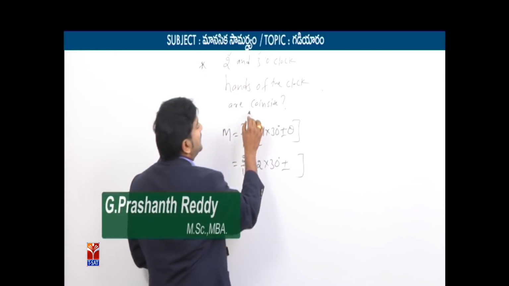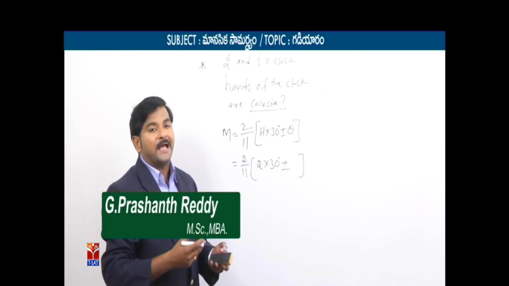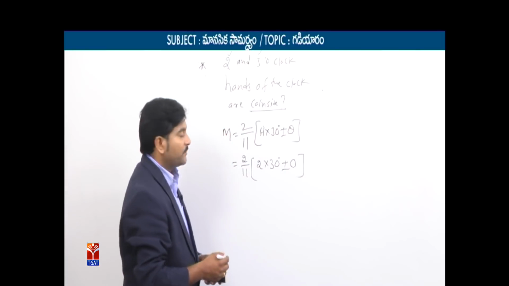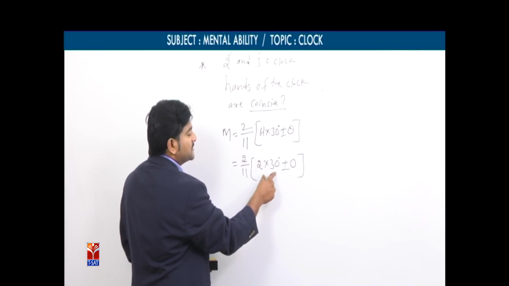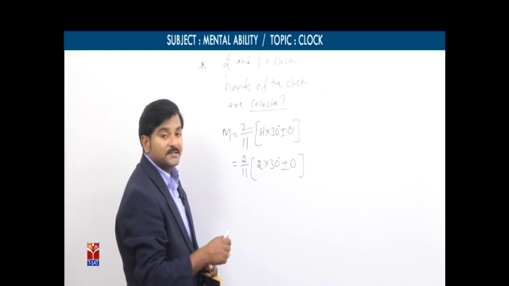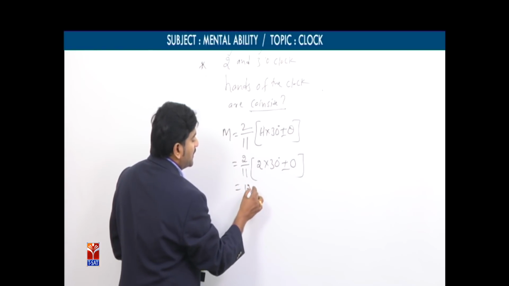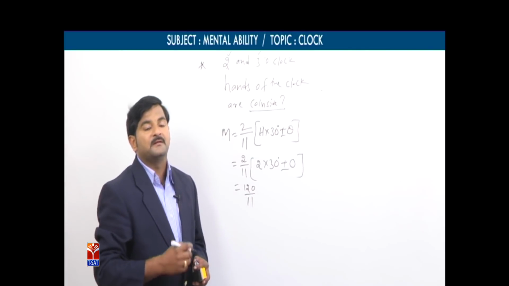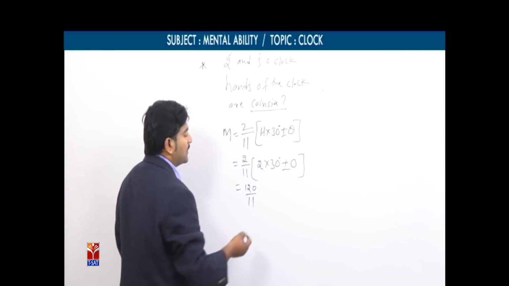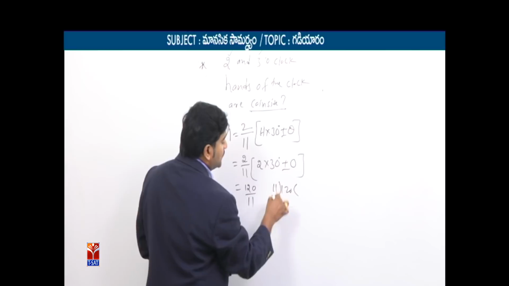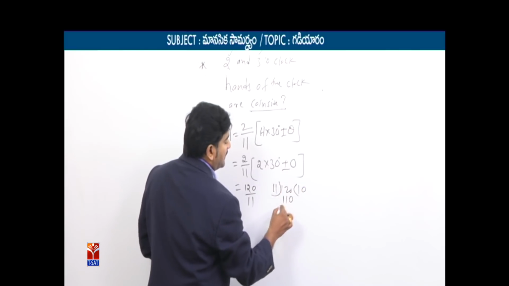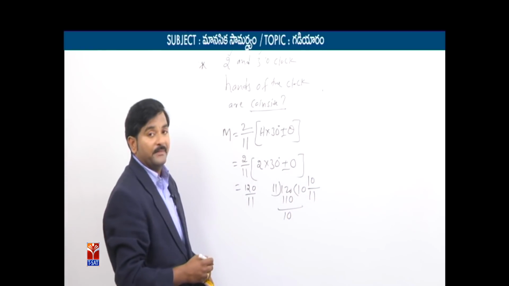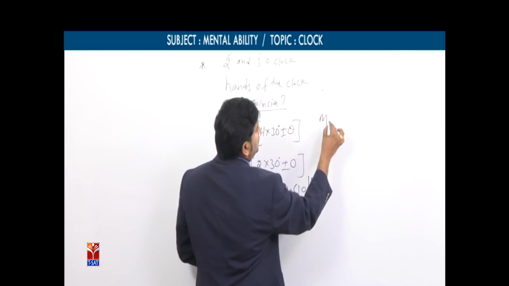This is the concept of coincide. When two hands coincide, the angle between the two hands is equal to 0. That's why here we can simply take 0 degrees. So 2 into 30 is 60, 60 degrees plus or minus 0 is again 60 only. 60 into 2 is 120 by 11. This we can simplify. It's a simple normal fraction, which we can convert into a mixed fraction. How can we convert? 120 divided by 11: 11 tens are 110, and the remainder is 10. That's why we can write 10 by 11 minutes. So here, how much are we getting for our m value, my dear students?